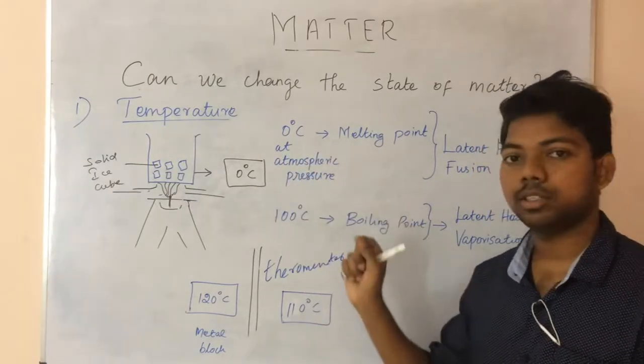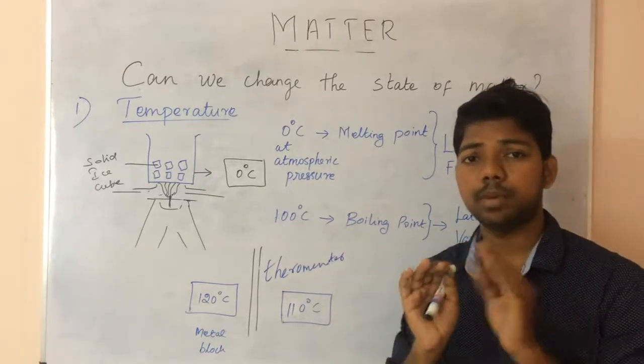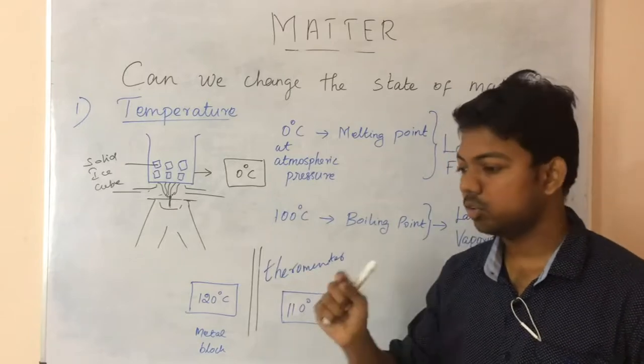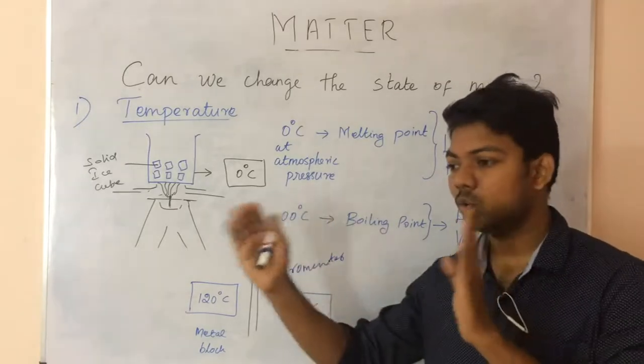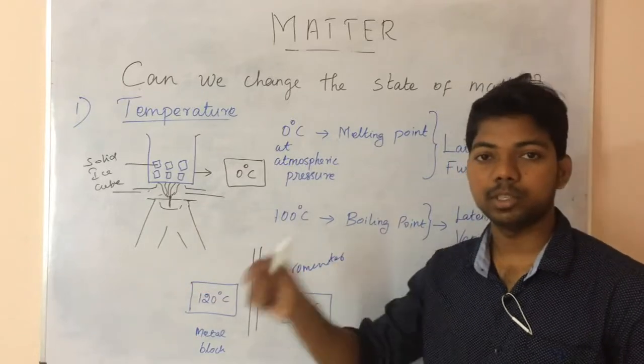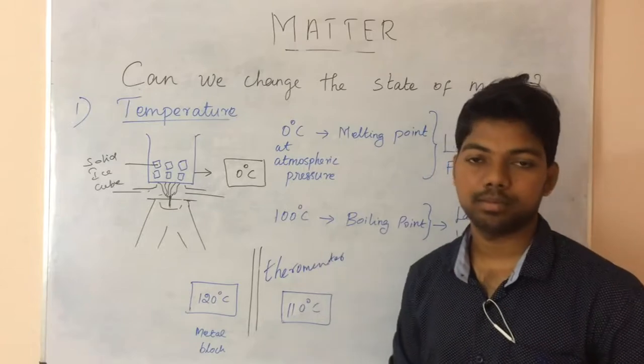What is temperature? From this activity we can say that temperature is a measure of the hotness or coldness of an object. We have to differentiate between two objects, which one is colder or which one is hotter. That measure is given by a thermometer. It is a property of matter.